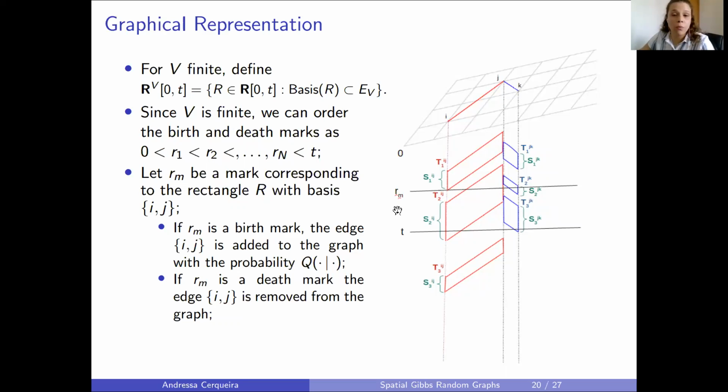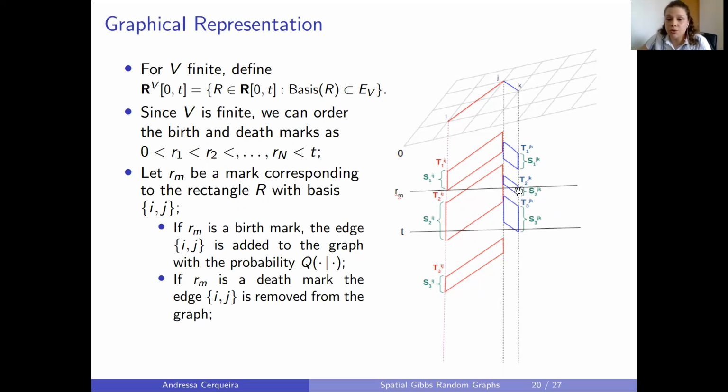Okay, so let's see what is the dynamics that we are going to do. So suppose that we are going to look at this mark, R_m. So R_m is here, it's this mark. This is the birth time of this blue rectangle here. So since this R_m is a birth time, we need to check if we are going to add or not this edge in the graph, right? So we are going to add this edge in the graph with the probability Q that I defined before. And remember that that probability only depends on edges that are connected to J and K in this case.